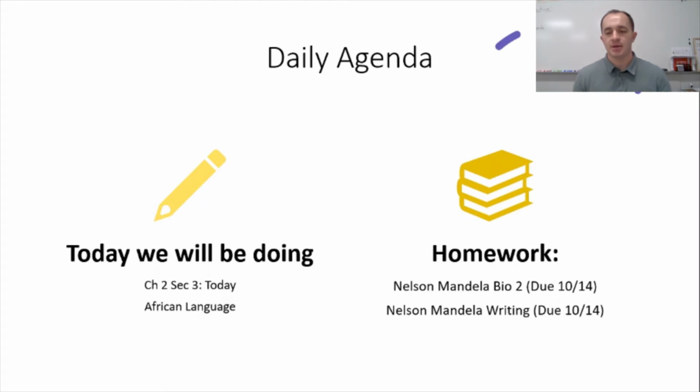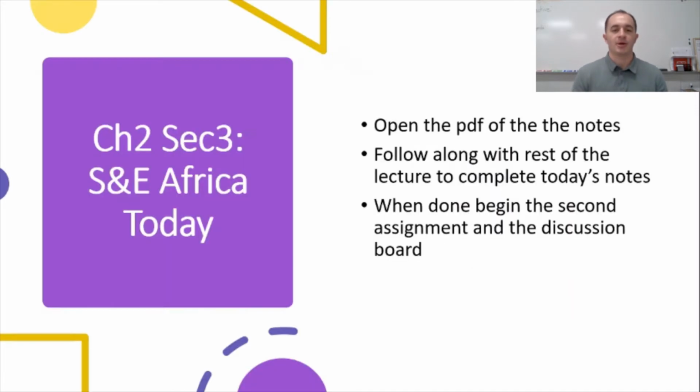Today is Monday, 10/12. So what we are doing today is we are starting our section on current affairs. Where we left off, we finished talking about Nelson Mandela, which brings us up to modern day Southern and Eastern Africa. So the next couple of days, we're going to be spending a little bit of class doing notes and then the rest of class doing some sort of activity about those notes.